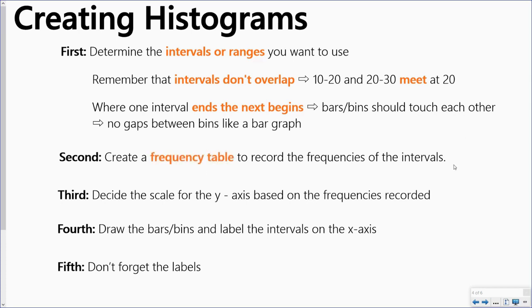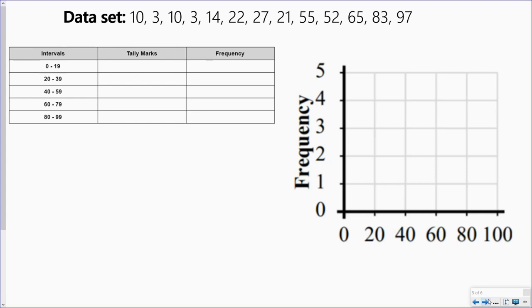Second, we create a frequency table to record our frequency of our intervals. Then third, decide the scale for the y-axis based on the frequencies. And fourth, draw the bars or bins and label the intervals on the x-axis. And fifth, do not forget the labels. So let's take a look here.